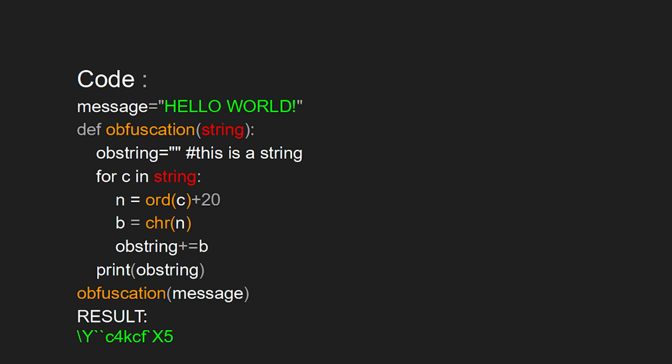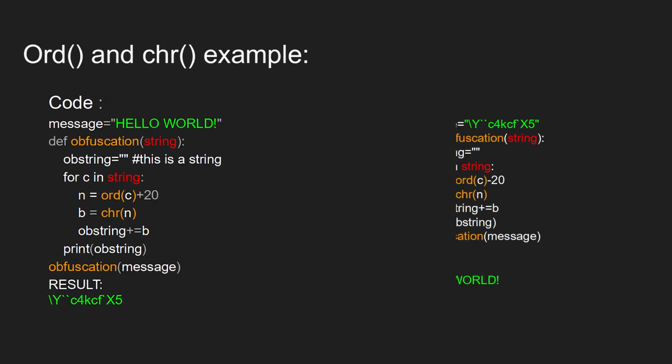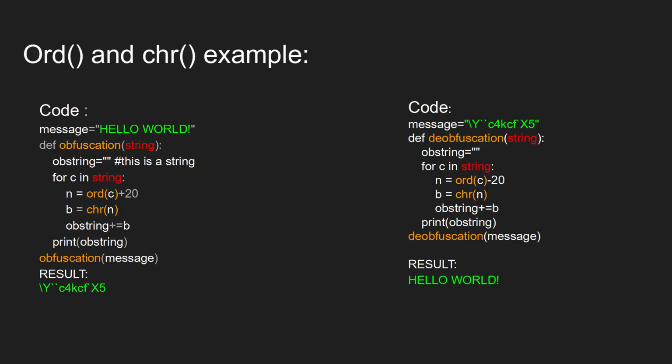We created a loop that will go through every character in the string, and we're gonna convert it to an integer. We're gonna add 20. Then we're gonna convert it back to a character. Finally, we're gonna add this character to the obfuscated string. Finally, we print the result. This is the result. Now, I hope you understand how we used these ord and chr functions to obfuscate a string. Now let's try to understand the deobfuscation code.